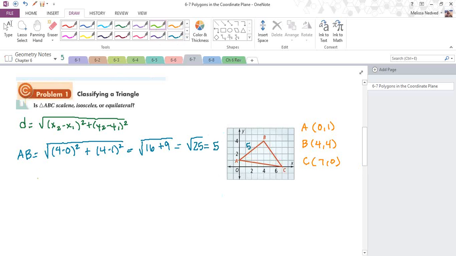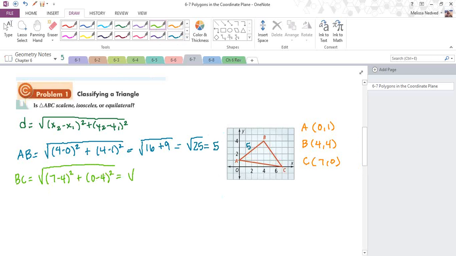Let's continue. I'm going to go ahead and move on to BC. Again, you could do these in any order you wanted. Plugging in 4, 4, and 7, 0 as my coordinates, my x's are 4 and 7, so I've got 7 minus 4 squared, plus my y's are 4 and 0, so 0 minus 4 squared. Again, if you did it in a different order, that's okay. Square root of all of that and simplify.